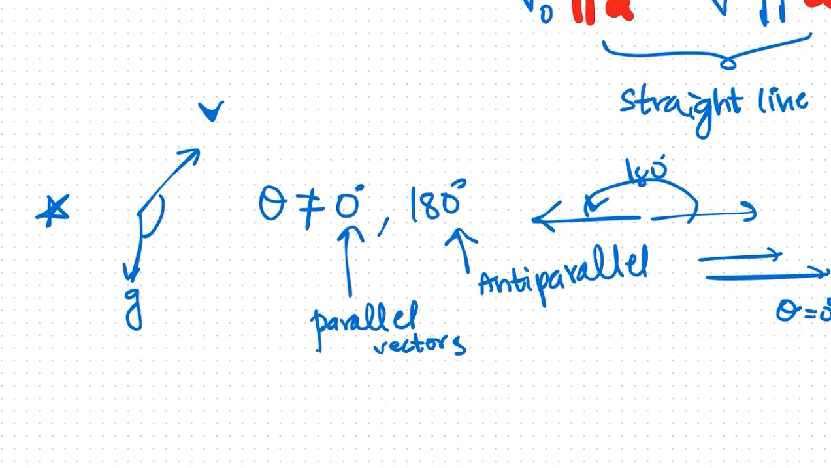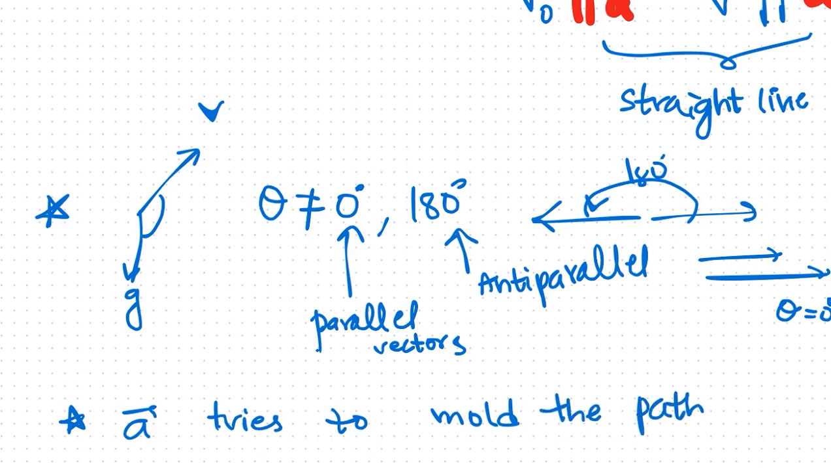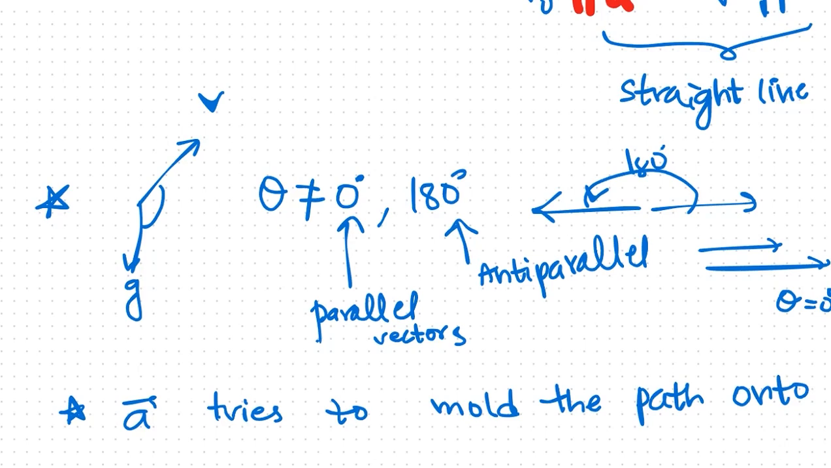So, see, what acceleration's role is, whenever you project some velocity, what acceleration does is it tries to mold the path. Acceleration tries to mold the path onto its direction, acceleration's direction. This is an important part.